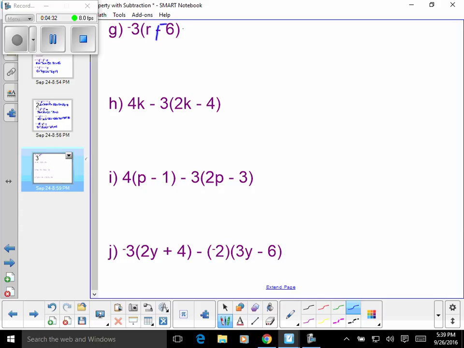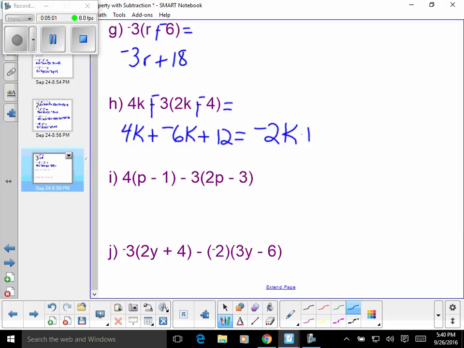Again, add the opposite. Negative 3r plus 18. And as a matter of fact, you're done right there, because there's no other simplification you need to do. In H, we add the opposites. 4k plus negative 6k plus 12. And when I simplify, negative 2k plus 12.